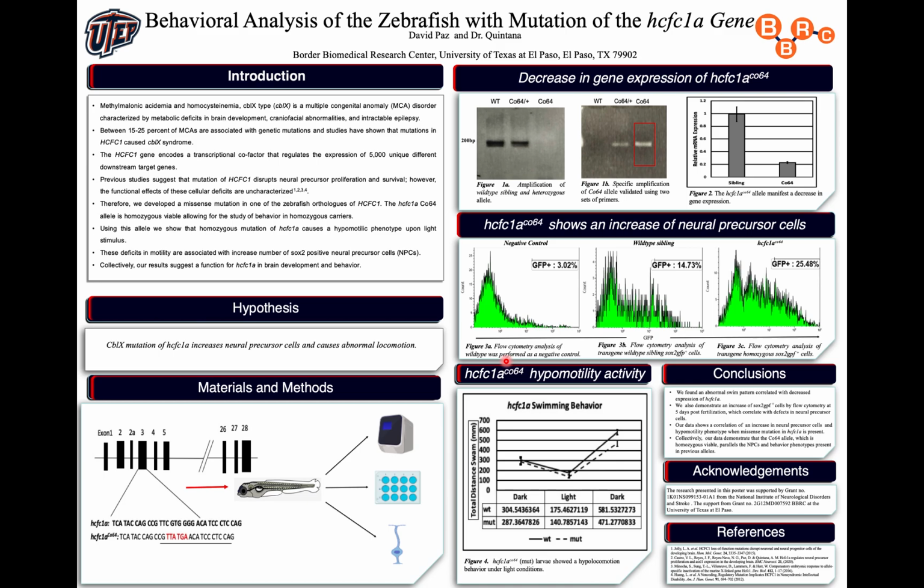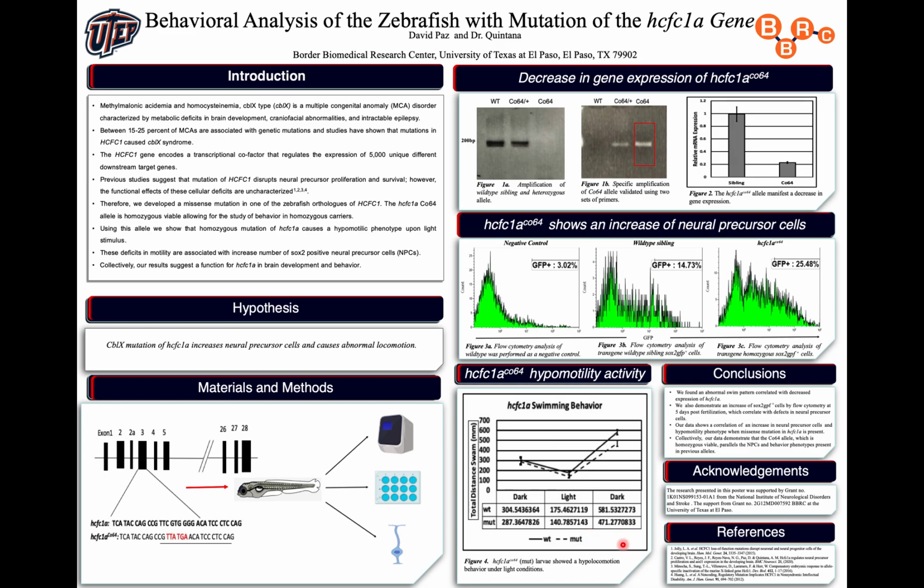In our previous studies by Castro et al., we found hypomotility associated with neural precursor cells. Therefore, to investigate the impact in our homozygous viable Co64 allele, we performed behavioral analysis. In Figure 4, we found that upon light stimulus, our homozygous mutant larvae exhibited a decrease in motility when comparing with the wild-type sibling, indicating that a mutation in the HFC1A affects locomotion behavior.